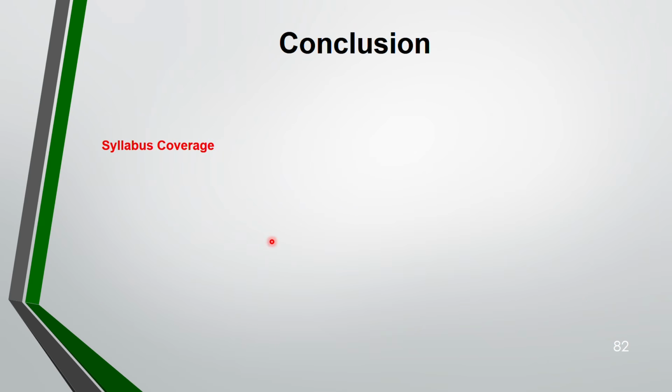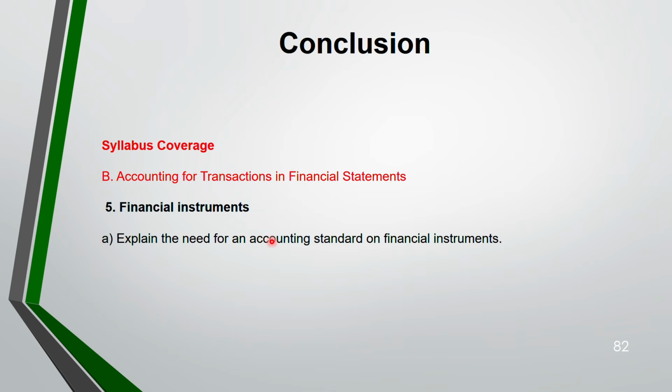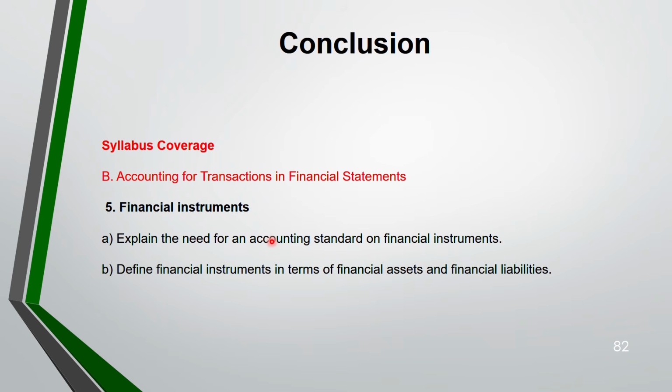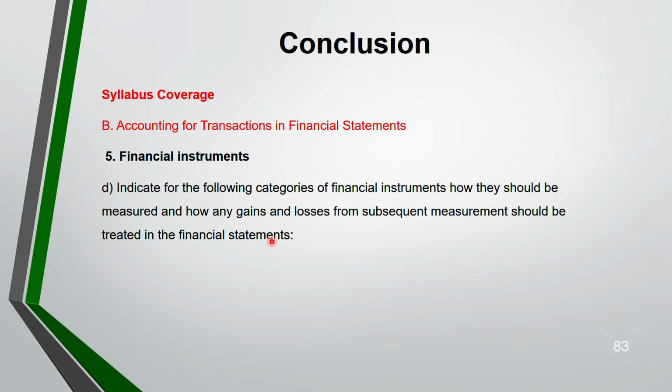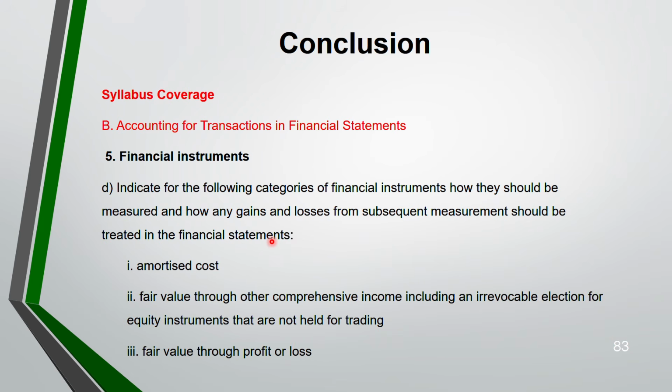Now, so that's it. This is from section B of your syllabus, financial instruments. Here we have explained the need for the accounting standard on financial instruments, the three standards IAS 32, IFRS 9 and 7. Then we have defined financial asset and financial liability, explained the factoring of receivables. Then we have gone through the categories of financial instruments, how they are measured and how gains and losses will be measured on subsequent measurement: amortized cost, OCI and fair value through profit and loss.